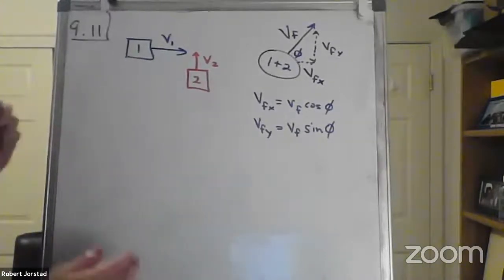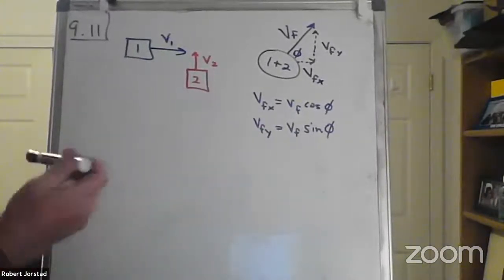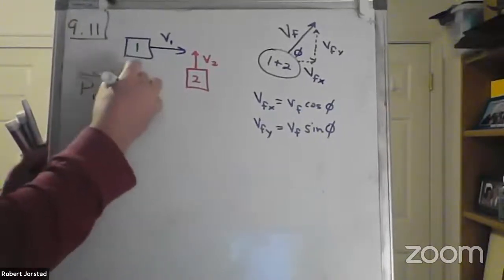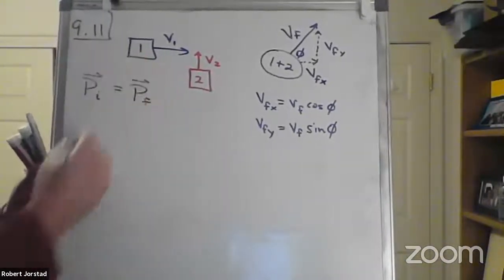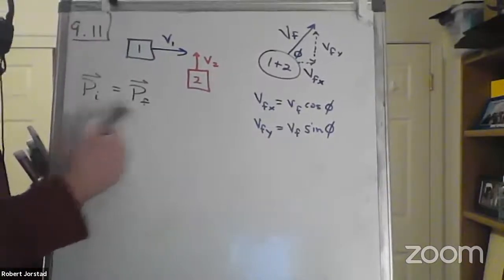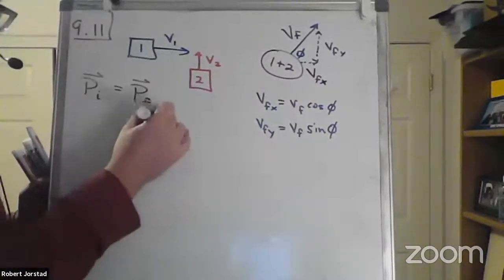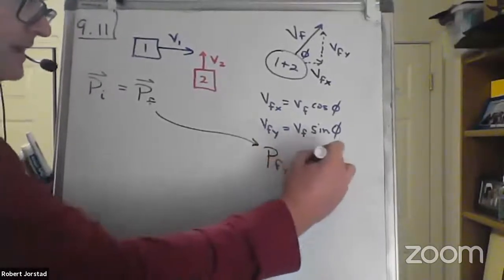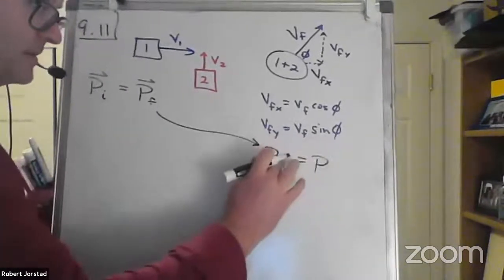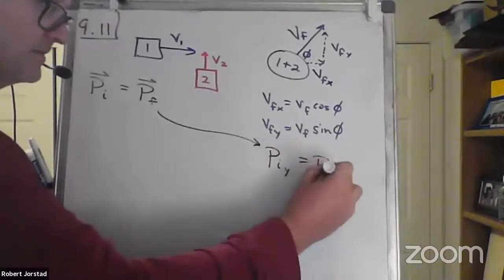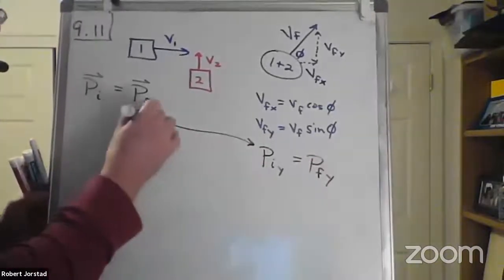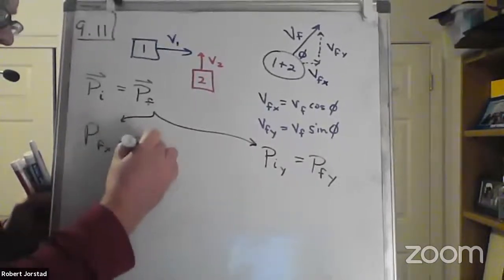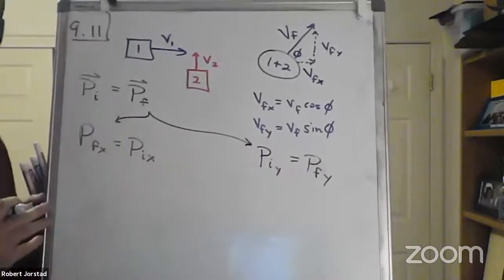Okay. Next, I'm going to do the same thing I just did before. P initial of the system equals P final of the system. And this is a vector equation. So we could do it for the P final Y equals P, whoops, let's do initials on the left. But you could also say P final X equals P initial X.